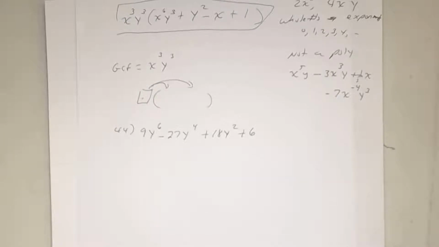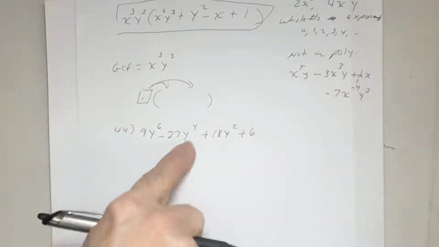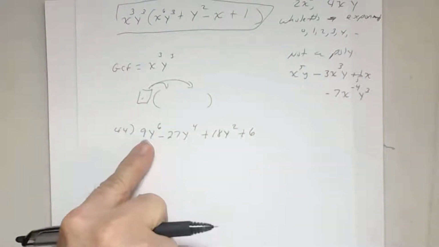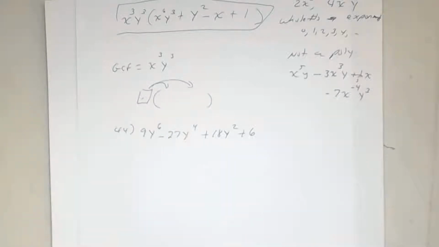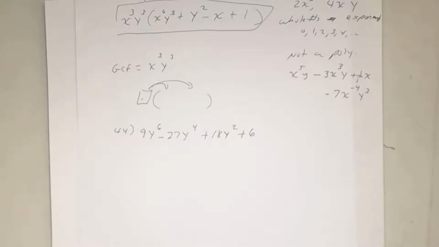Is this a polynomial? Yes. The first 3 terms, your variables are being raised to a whole number, and you have a constant. So a constant is a monomial. All right, what's your GCF? You better make sure that there's a y squared in every term. So is your GCF going to contain a y? No. Because you don't have a y here. Yeah, that's just 6. So now we're going to look at the coefficient of the constant.